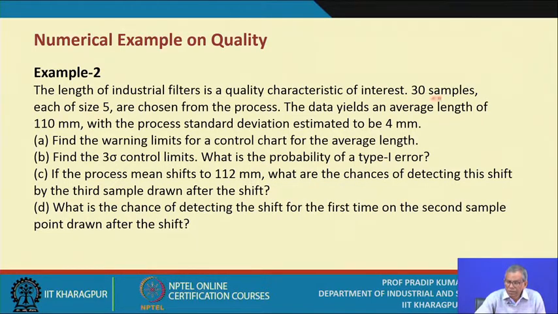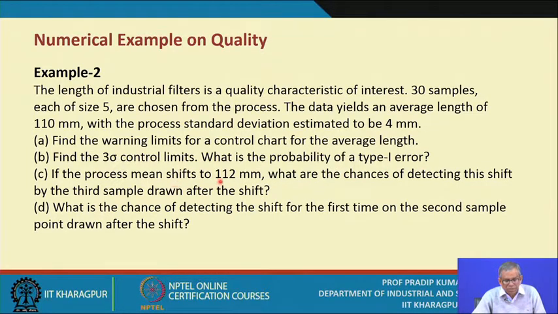So here 30 samples we have decided, each of size 5, are chosen from the process. The data yields an average length of 110 millimeter with the process standard deviation estimated to be 4 mm. That means the process average as well as the process standard deviation are known. Find the warning limits for a control chart for the average length. It is very simple. Usually the warning limits are set at plus minus 2 sigma limits from the center line. Find the 3 sigma control limits. What is the probability of a type 1 error?